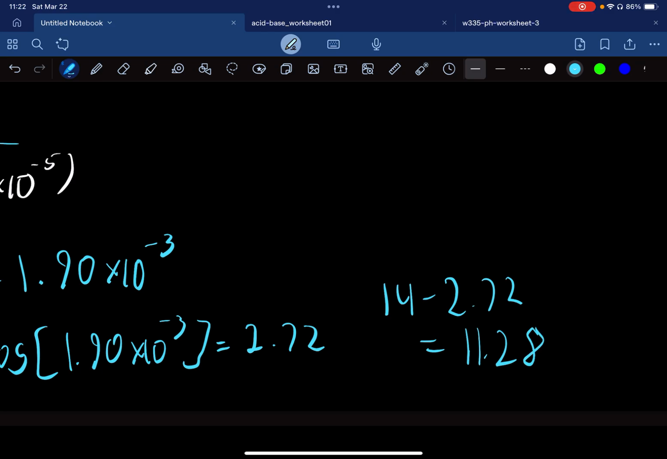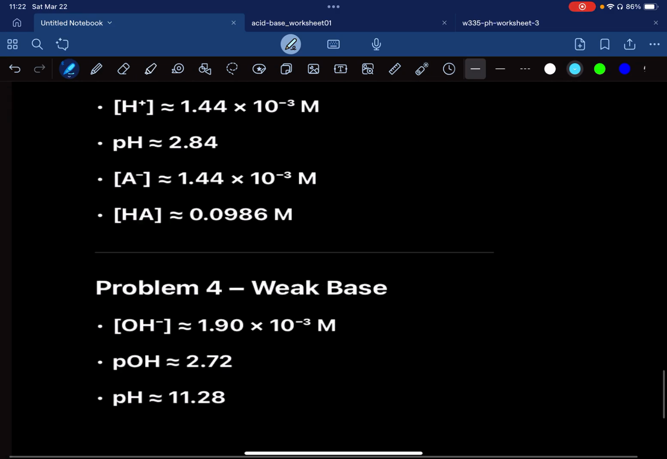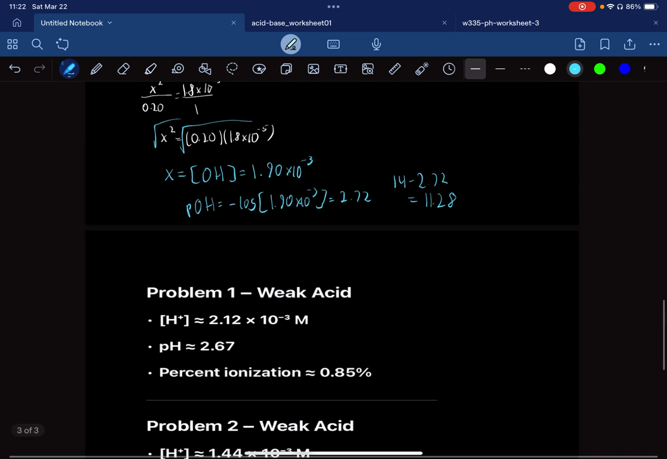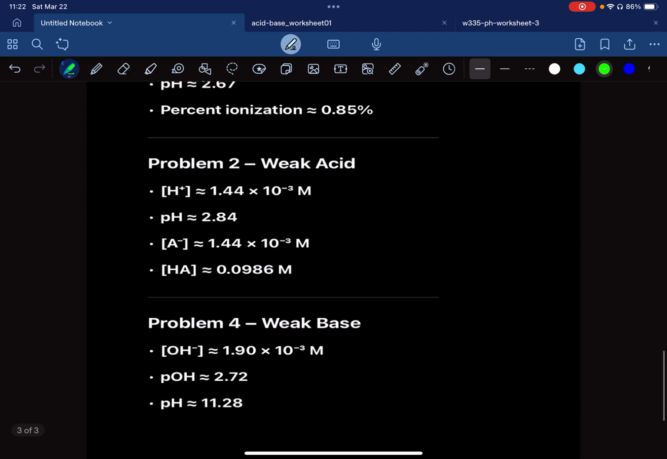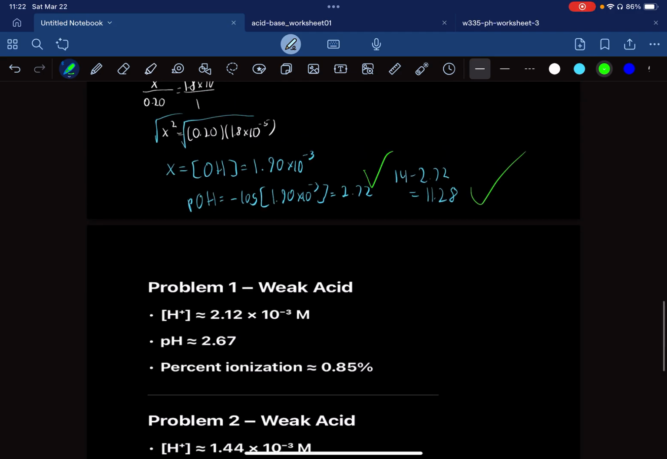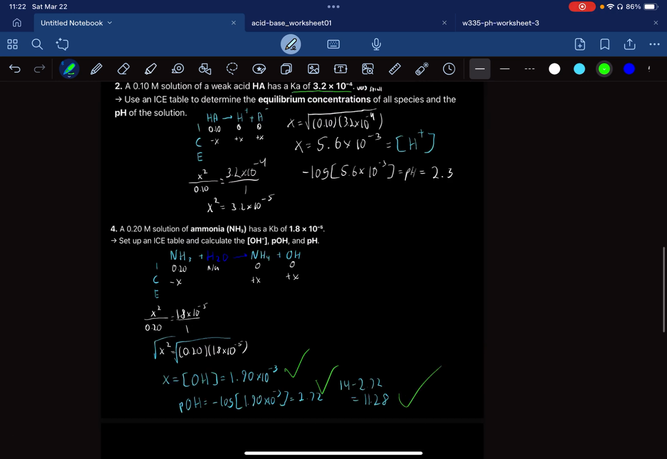Again, I doubt ChatGPT is a good source. Let's see if I got it right though. Yeah. So 11.28. That's what we got. Yep. So this checks out. And what was the pOH? 2.72. Yep. Is our concentration correct? 1.90. Yep. Pretty good. All right.